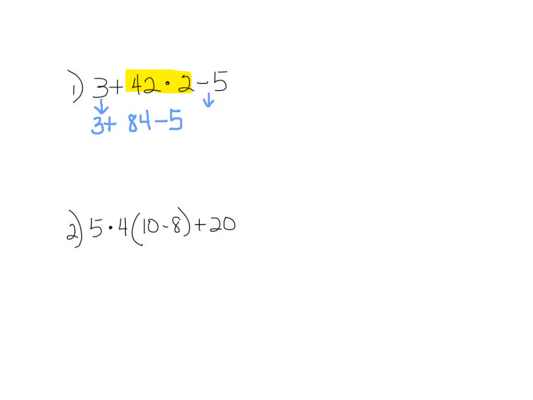Remember, we have two of those. We have an addition and we have a subtraction. In which order do we do them? We must do them in order from left to right. Looking at this expression, from left to right, first comes addition. So we're going to first add 3 plus 84. 3 plus 84 is 87, and we're going to bring down the minus 5. There's only one operation left, so we will evaluate 87 minus 5 is 82, and that is the value.